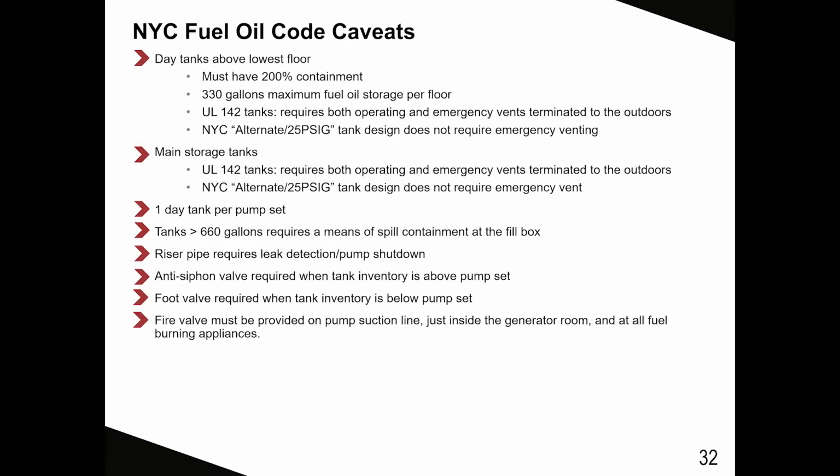New York City fuel oil code caveats. For day tanks above the lowest floor, you must have 200% containment. Your maximum is 330 gallons of storage per floor. UL 142 tanks requires both the operating and emergency vent lines terminated outdoors. New York City alternate tank design, 25 psi G rated tank, requires its operating vent be terminated outdoors. Also, the New York City alternate tank design tank does not require an emergency vent.